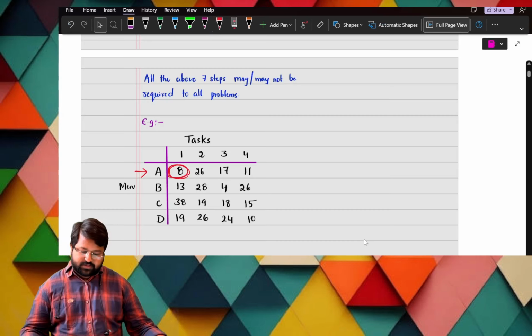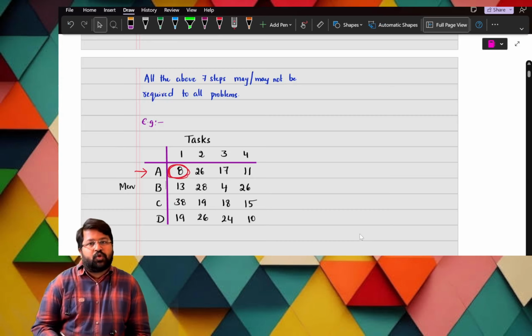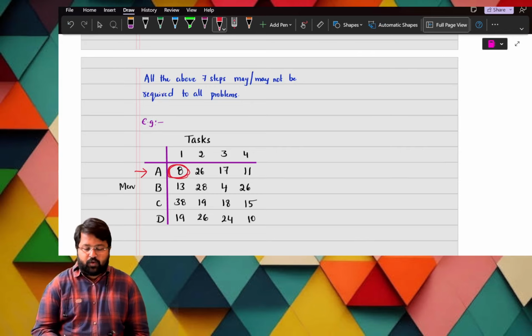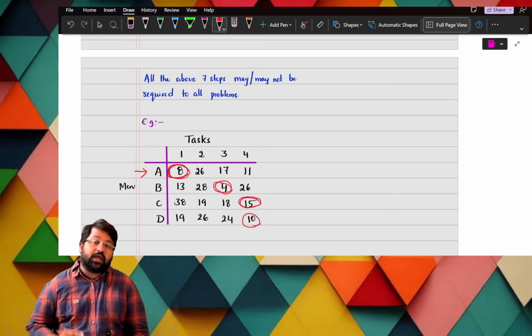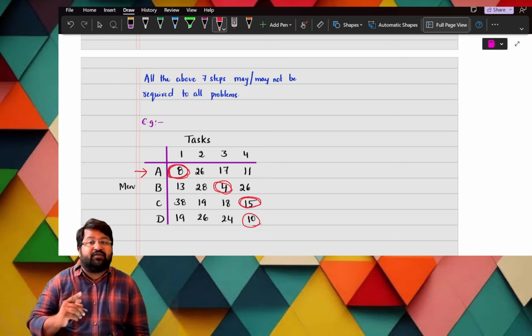Sorry for the disturbance. So in each row, what is the least number? In the row A, the least number is 8. In the row B, the least number is 4. And in the row C, what is the least number, ma? It is 15. And the row D, what is the least number? It is 10. You should be very careful while identifying the lowest element.